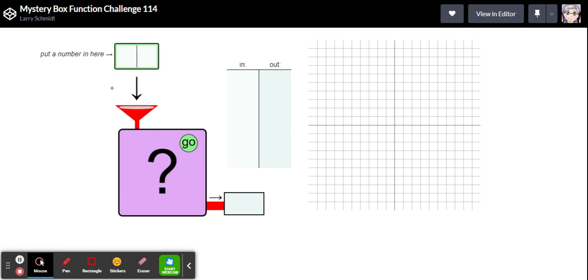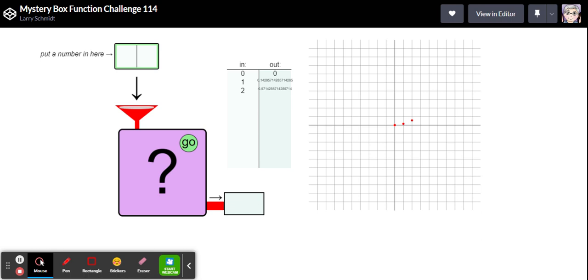Alright, well, let's begin. I'm going to put in a 0. And the 0 gives us 0. Okay, how about a 1? And 1 gives us a decimal. Okay, not a lot of information there. Let's try 2. 2 gives us another decimal.